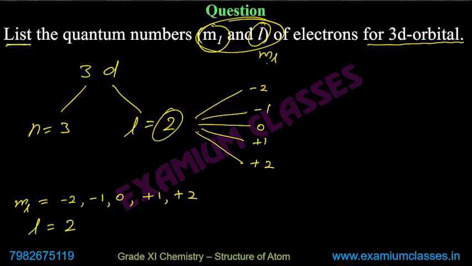List the quantum numbers, not the count. List means write the quantum numbers. And by now, I think it is very easy to understand that the values of ml will be from -l to +l. You remember that? Yes sir, it is straightforward.